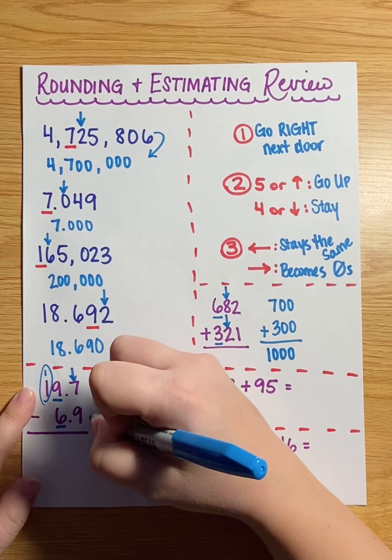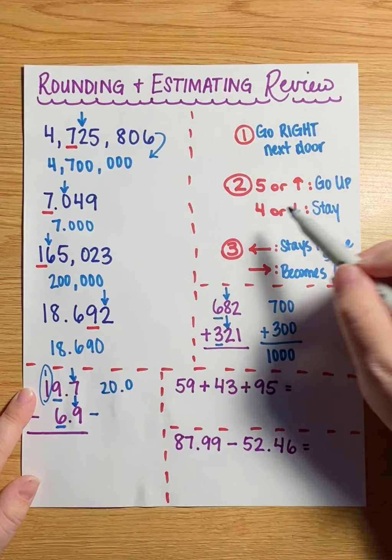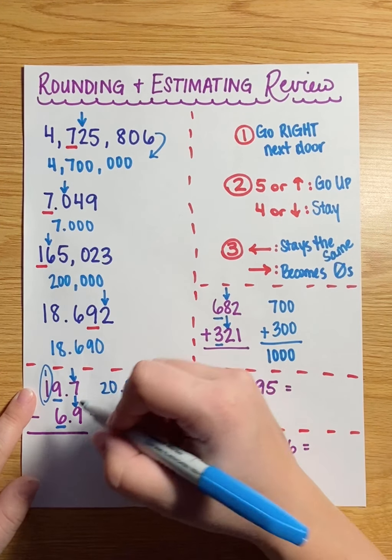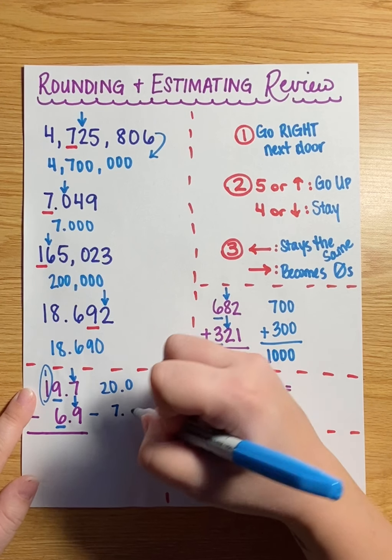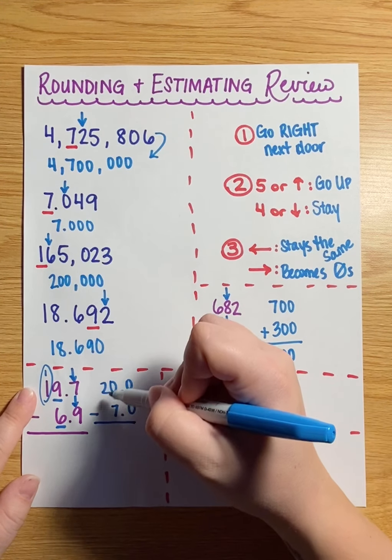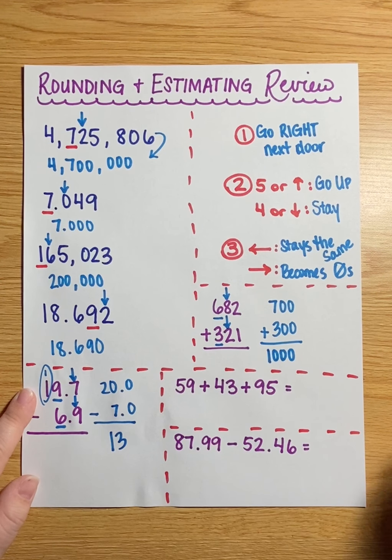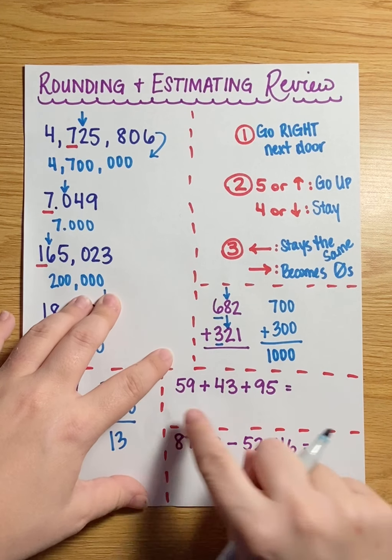So 20 minus, do the same thing here. 9 is 5 or larger, so we're going up to 7.0. 7.0. So now I can do 20 minus 7 super easily and say that my estimated answer is going to be 13. So now let's do these together.